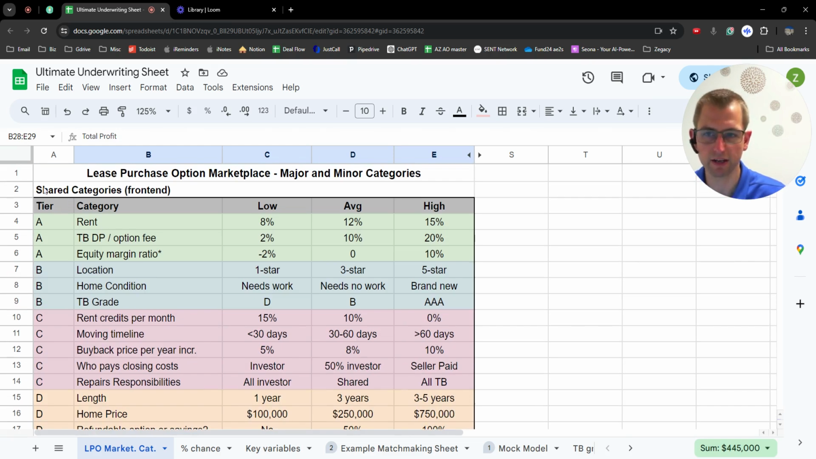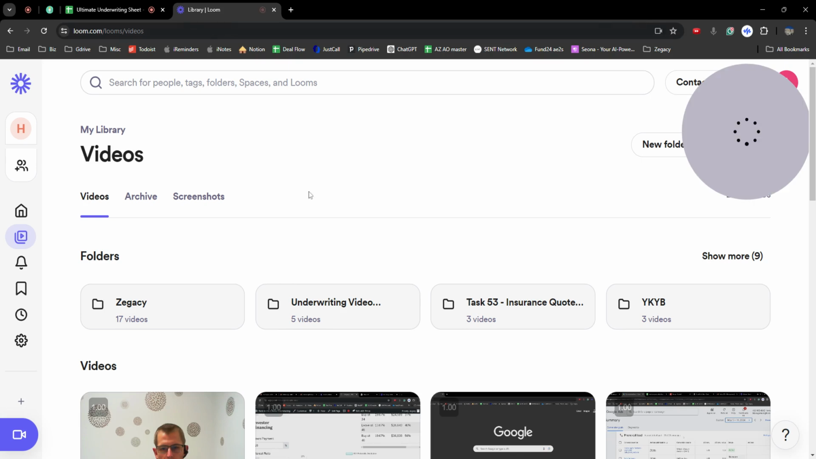So this is a sneak peek behind what we found as the most important categories in a lease purchase option, lease to buy, rent to own type of transaction. Hopefully this is helpful.